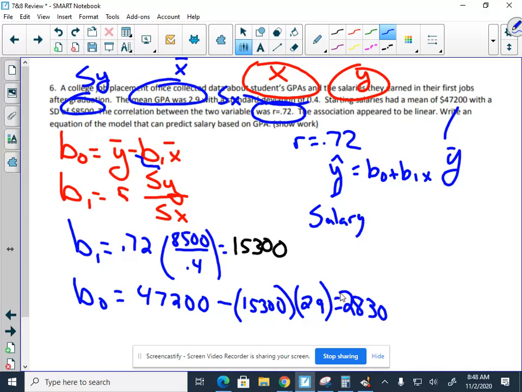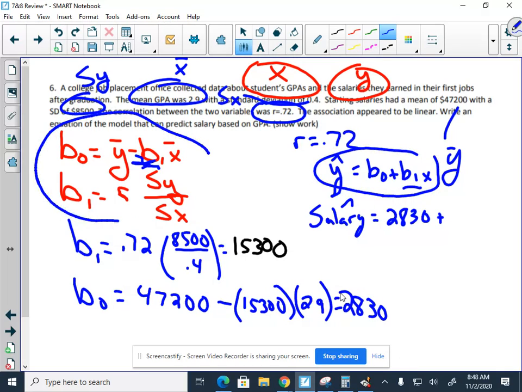So salary prediction equals 2830 plus, now be careful, see, this is plus B1, this is minus B1. A lot of students get messed up. Make sure you're using the correct equation. Yes, I usually give you all 3 of these equations on the test. They are on a formula sheet, so I'll either hand out the formula sheet or I'll just put these on the board. 15,300 times GPA. Okay, getting that in context.